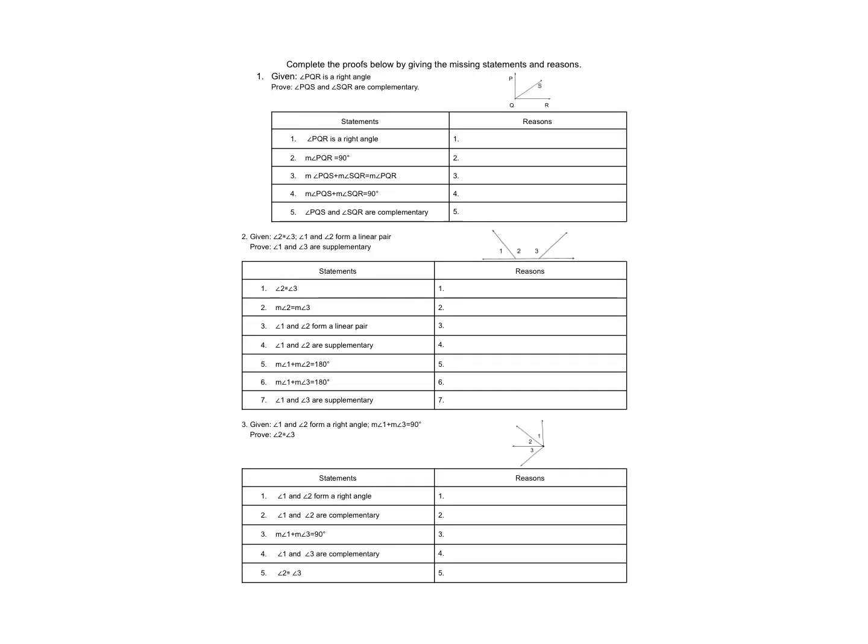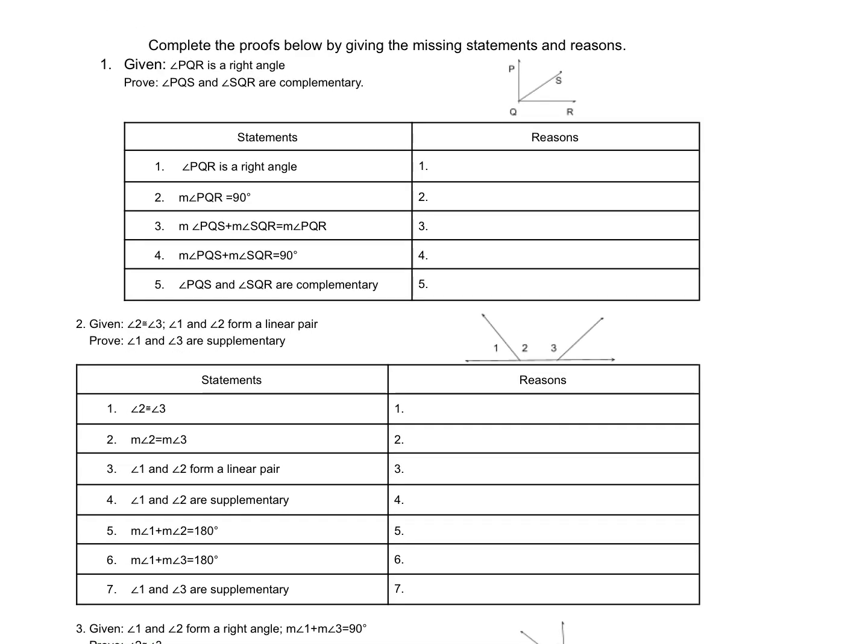So we're going to do some practice proofs here. We're going to complete these proofs by giving the missing statements and reasons. So we are given that angle PQR is a right angle. So the first thing I'm going to do, knowing that PQR is a right angle, I'm going to go ahead and draw a little right angle box right there for PQR. And that is given. Again, I can assume that if something's given, then it is fact, it is truth.